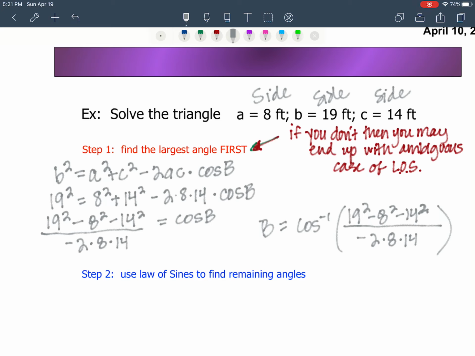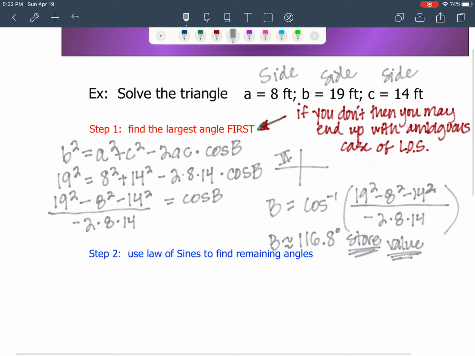So here I'm going to put this into my calculator. B equals, and I find that B is approximately, go ahead and use your calculator to find this out. 19 squared minus 8 squared minus 14 squared over negative 2 times 8 times 14. That's going to give me a negative value, and inverse cosine of a negative is going to put me in quadrant 2. So I assume this is going to be between 90 and 180 degrees, and I'll find that I'm correct. I get about 116.8 degrees. Make sure you store the value so that we get the same answers in the end.